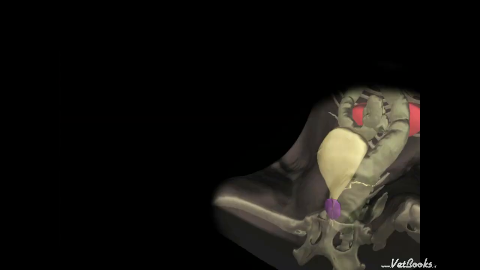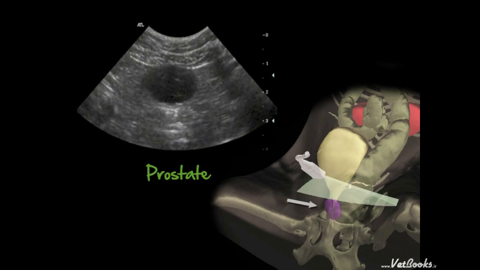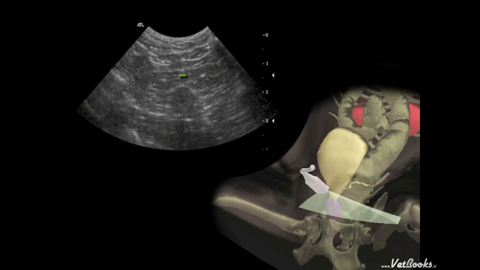In male dogs, the prostate can be identified in the transverse plane at the neck of the bladder. The probe is moved caudally from the bladder neck to identify the small, bilobed structure that is moderately echogenic. In this young intact beagle, the prostate surrounds the urethra that contains a small amount of anechoic urine. Note that the urethral wall blends into the tissue of the prostate.